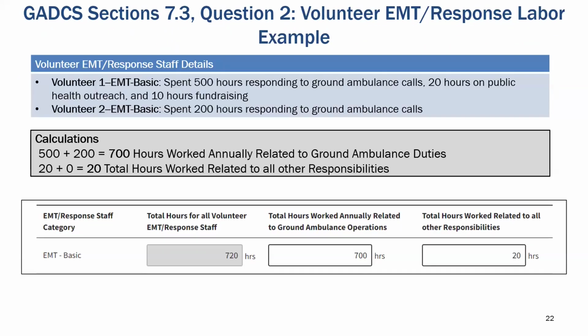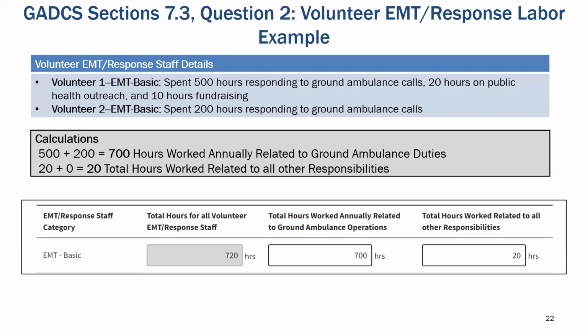Now we present an example of how to answer section 7.3, question 2. In this example, the organization has 2 volunteer EMTs at the basic level. The first worked 500 hours during the data collection period responding to ground ambulance calls, 20 hours on public health outreach, and 10 hours fundraising. The second volunteer spent 200 hours responding to ground ambulance calls.